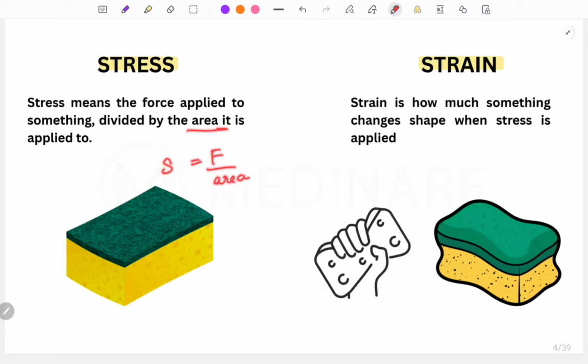So that is stress. And what is strain? Strain is nothing but how much something changes shape when stress is applied. So when we are applying stress like this, how much this body, like this sponge, responds to the external stress.